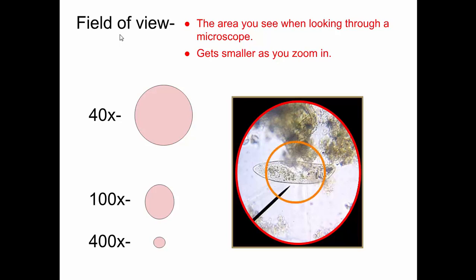I would see less of it. I'm zooming in, so my field of view is decreasing. And as I switch to high power, I see even less of it. I'm zooming in, so my field of vision is decreasing. It would be like if you take this blue circle and enlarge it. That's what you see. So it's bigger, but we're seeing less of an area.